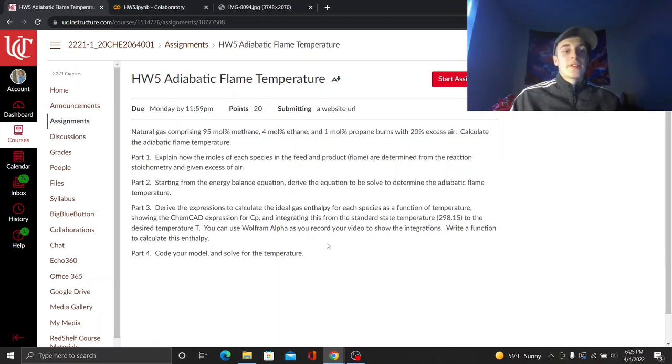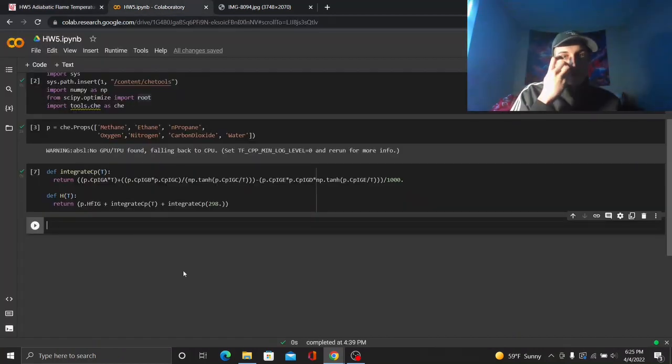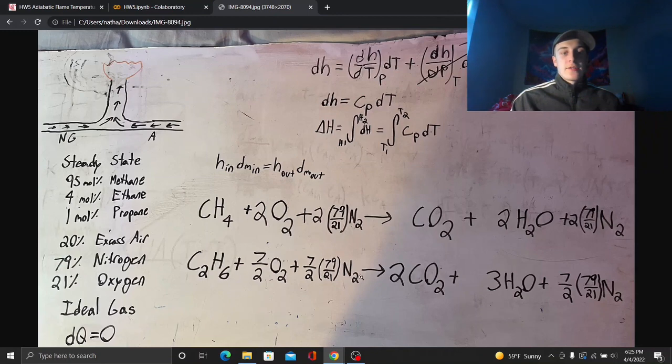So finally, in this video, we are going to solve for the temperature. To start off, what we're going to need is our actual moles of hydrogen and carbon. So we are going to be using our balanced equations that we made, and we will be doing a matrix multiplication.